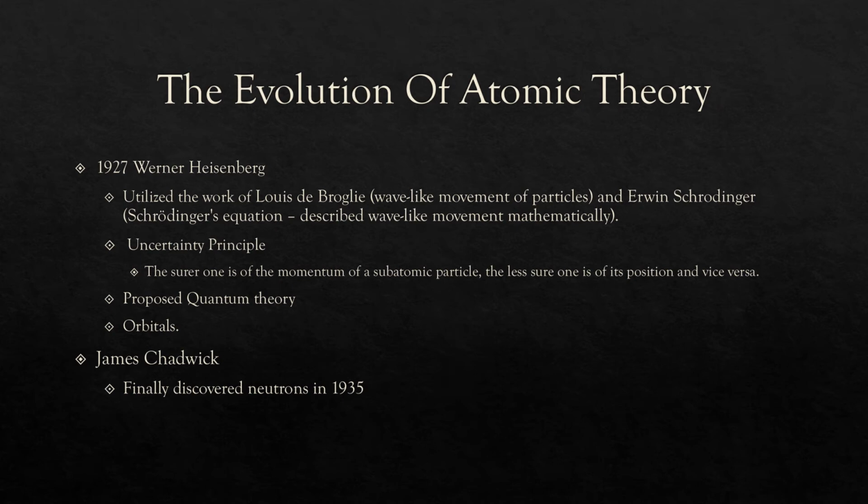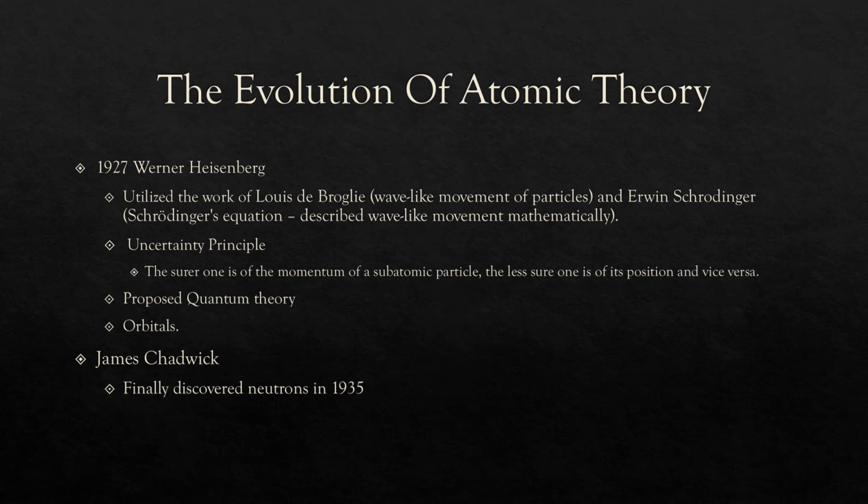Werner Heisenberg in 1927 utilized the work of Louis de Broglie, again I'm sorry for my pronunciation, who theorized that atoms have wave-like movements of their particles, and Erwin Schrödinger, who made Schrödinger's equation, described the wave-like movements mathematically. He utilized these works to create his uncertainty principle. The uncertainty principle stipulates that the surer one is of the momentum of a subatomic particle, the less sure one is of its position, and vice versa.